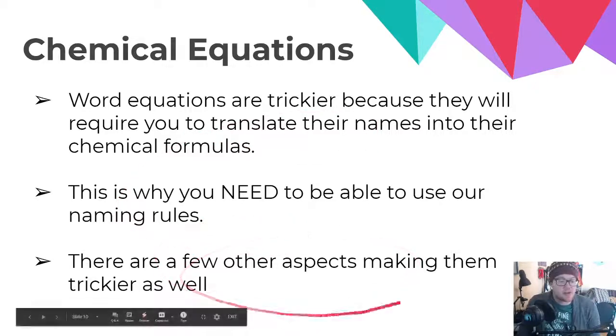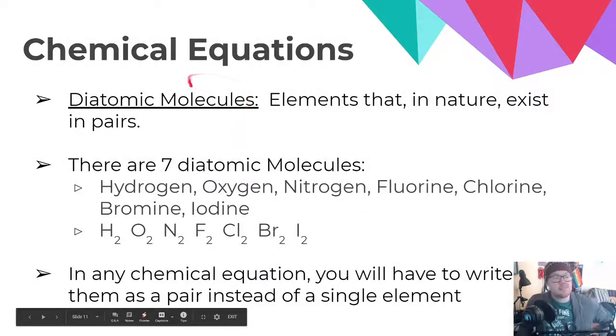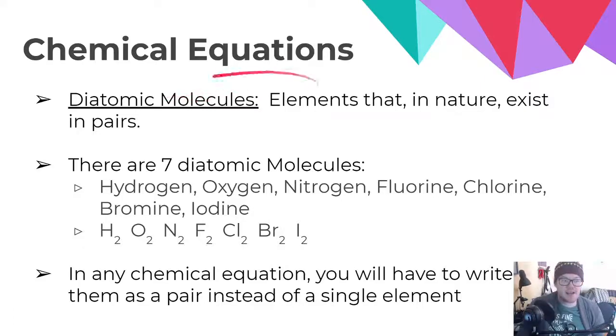There are a few aspects making them trickier as well. The most important thing, beyond just needing to know the names, is diatomic molecules. Diatomics are elements that exist in nature in pairs. They buddy up. Normally if we say the word hydrogen, you first think of H, the symbol for hydrogen. But if you're dealing with something in nature, unless it specifically talks about it being an ion, hydrogen actually exists as H2, a pair bonded together.